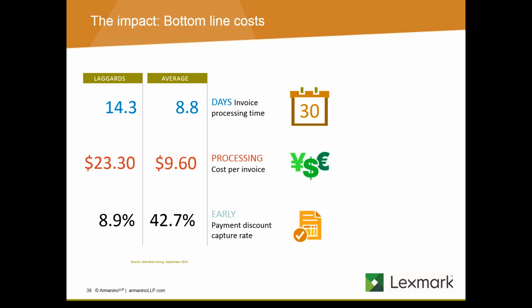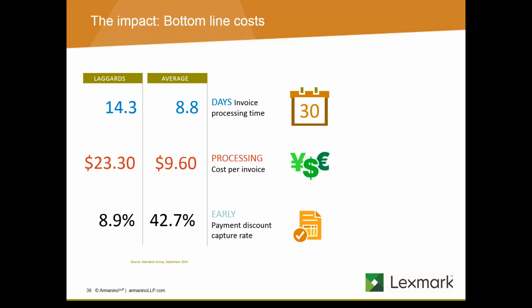And if you do this, and if you address these areas as we just described, then you're able to deliver benchmarks that are not only better than the average, and as you can see here, we're demonstrating to you from what Aberdeen is telling us that the laggards have a very significant cost per invoice that they're processing. And CFOs know their cost per invoice.